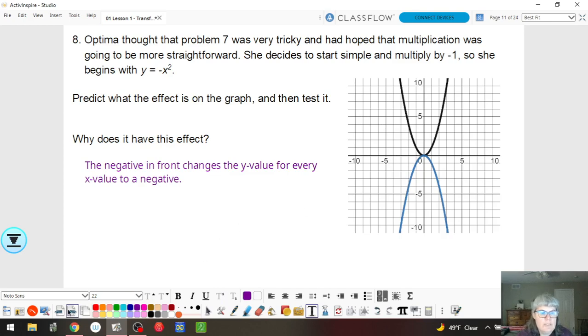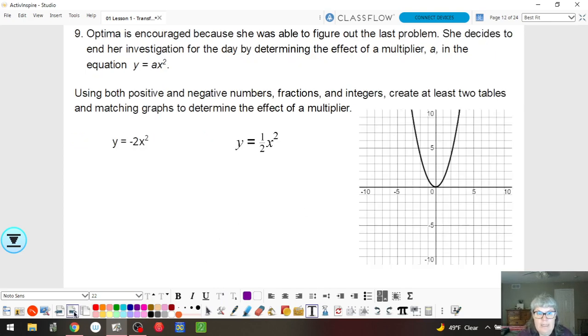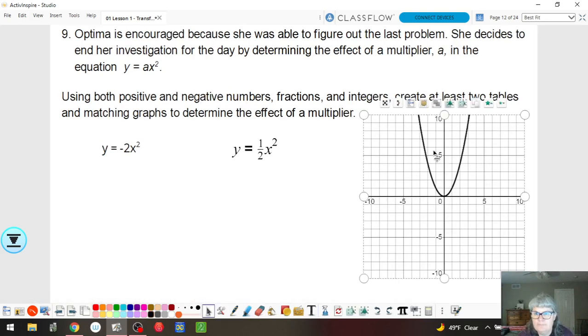So after we looked at what just adding a negative does to it, we looked at, well, what happens when we change the multiplier, a? What if we change that value? So we did one with a -2, and we did one with a +1/2. Now because of the negative on the -2, we know it should reflect downward. Our y values will be negative. So keep that in mind as I reveal the graphs here.